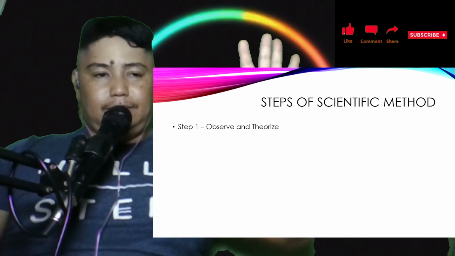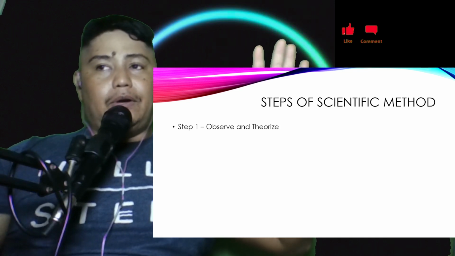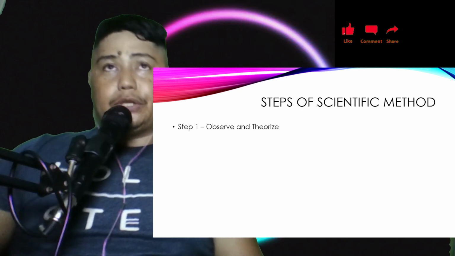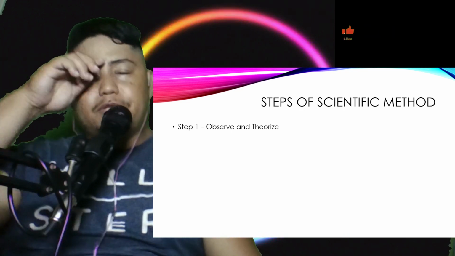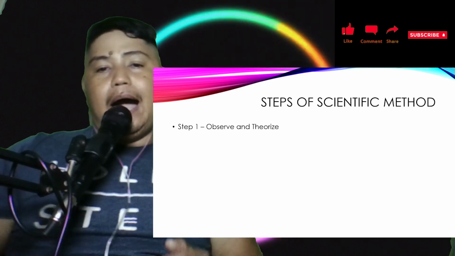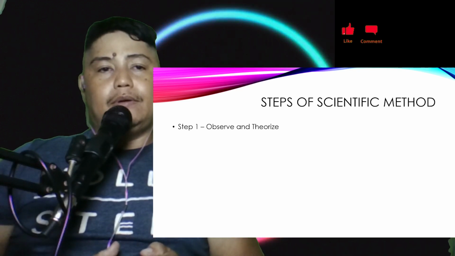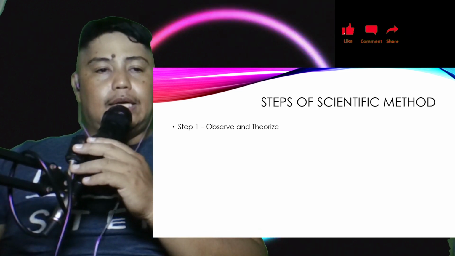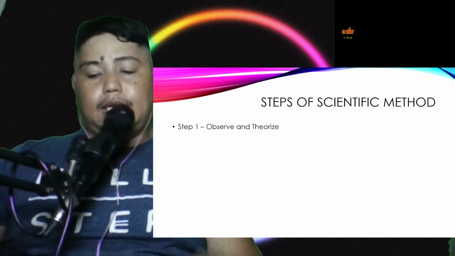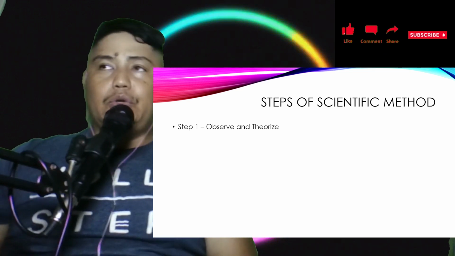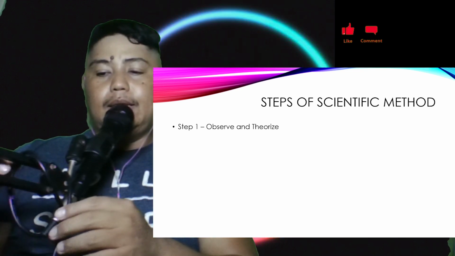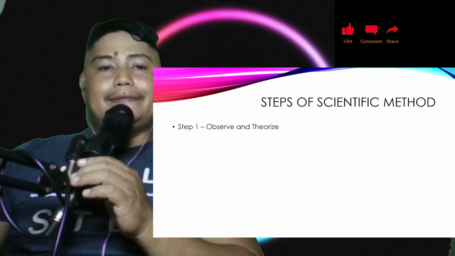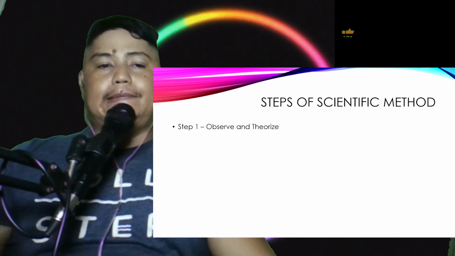Again, step one is observe and theorize. You already have the problem about the child. You're going to observe the behavior. You observe the child. It depends how long you need to observe or what kind of data you're going to collect, which will eventually answer the questions asked by the mother. So you observe and then come up with a theory, or a tentative explanation.